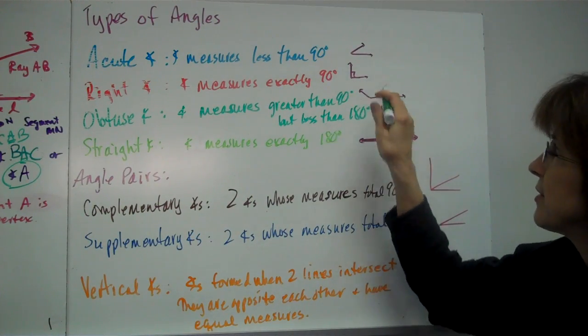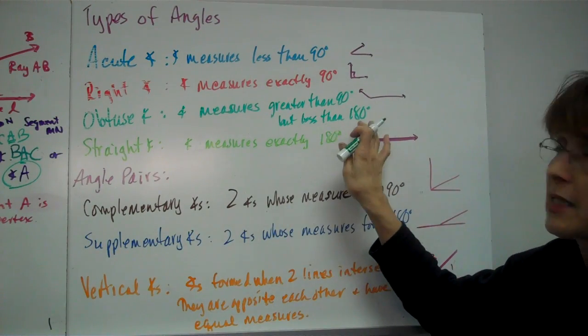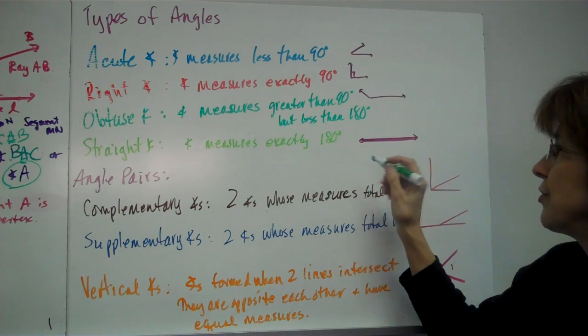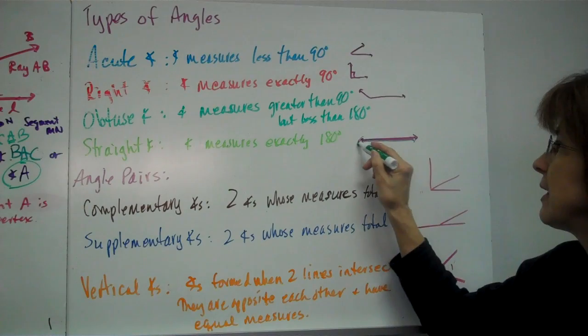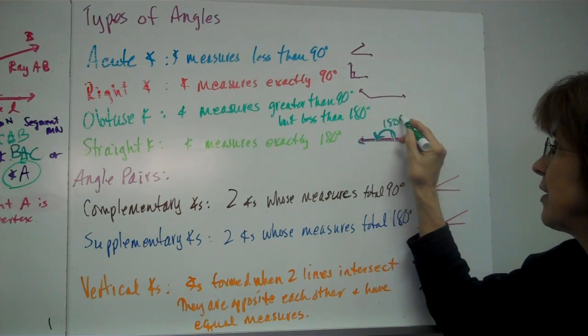If there's a box there, that means it's 90 degrees. It's a right angle. An obtuse angle measures more than 90 degrees but less than 180. A straight angle is an angle that measures exactly 180. And you can say, well, that's a line. You're right, it is a line. It can also be called a straight angle. That angle from here to there is 180 degrees.